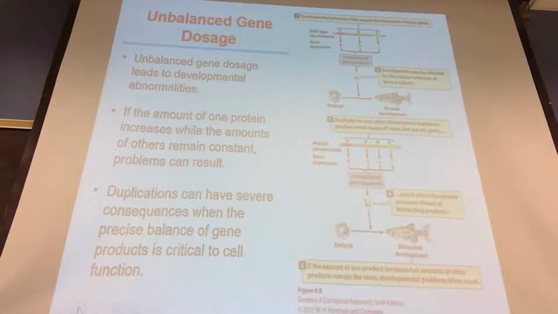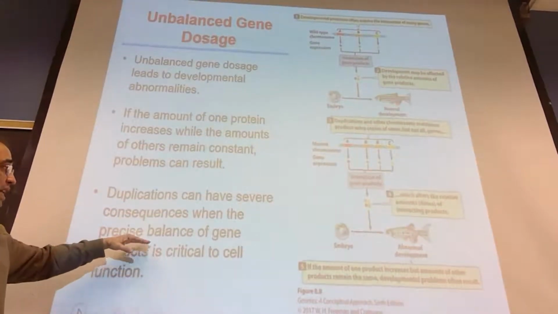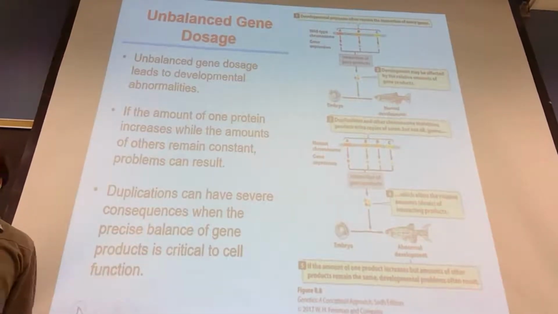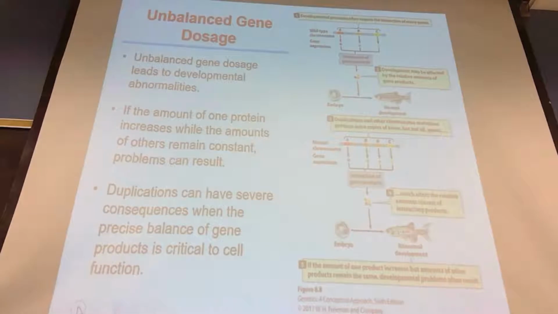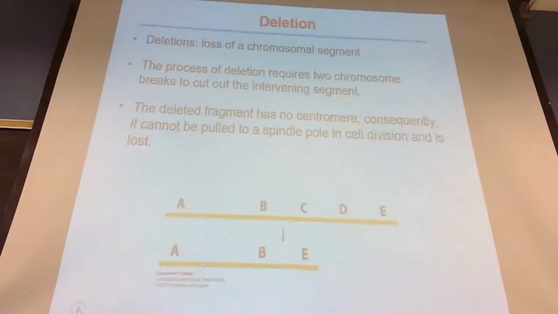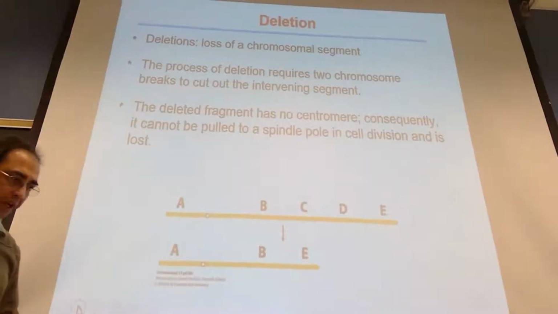And particularly, they can have severe consequences when the precise balance of gene products is critical to the cell function. And in most of the cases, it is lethal. So this is in short about duplication.